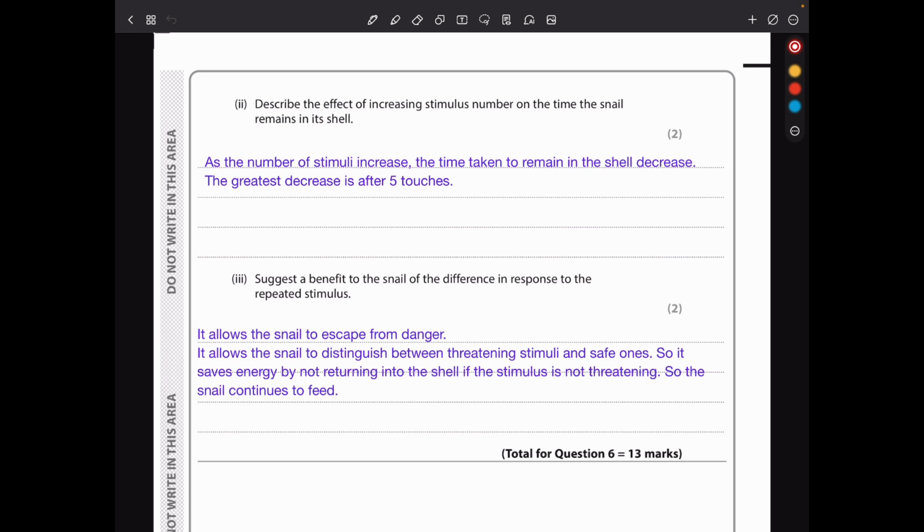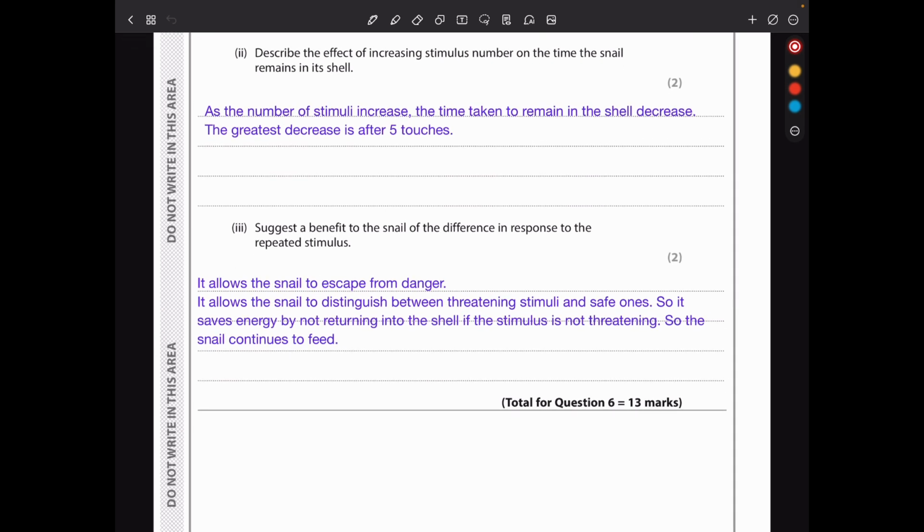Next, they say describe the effect of increasing stimulus number on the time the snail remains in its shell. As the number of stimuli increase, the time taken to remain in the shell decreases, and the greatest decrease is after 5 touches. Next, they say suggest a benefit to the snail of the difference in response to the repeated stimulus. It can be able to distinguish between dangerous or threatening stimuli and non-threatening stimuli so that it saves energy. Instead of returning into its shell, it can stay and feed.